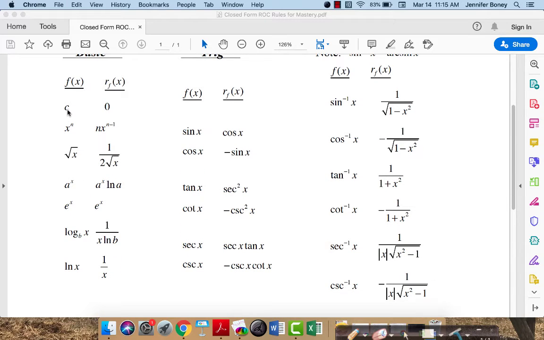The rate of change of a constant is 0. Power function, that's power rule. This is the shortcut for if you're dealing with a square root, 1/2 power, although power rule works also. These two we talked about the last day of class.